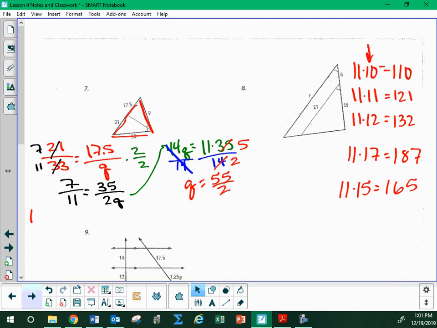Anyway, your answer is 55 over 2. Again, it's the same idea for all of today. You set up your proportion. It doesn't matter what order, as long as you're consistent.